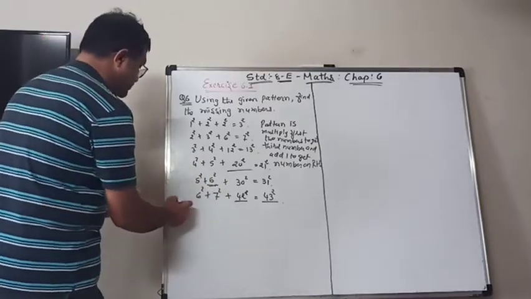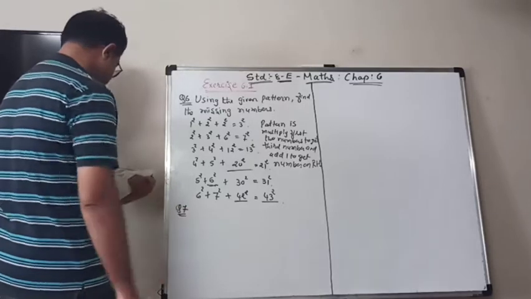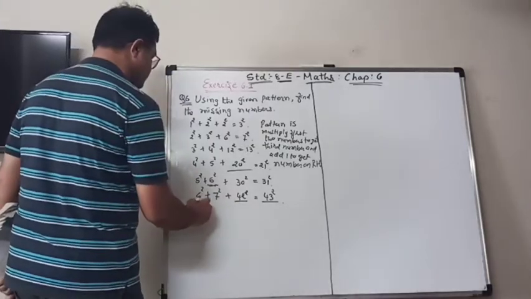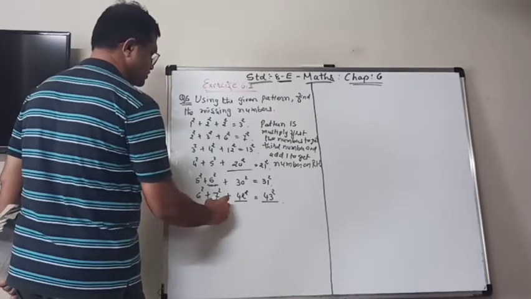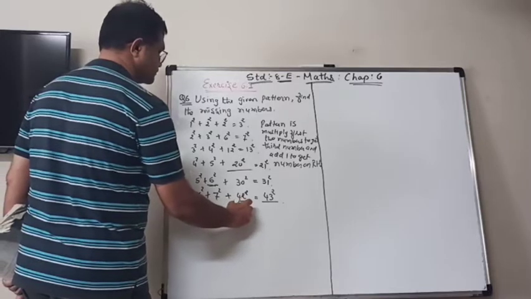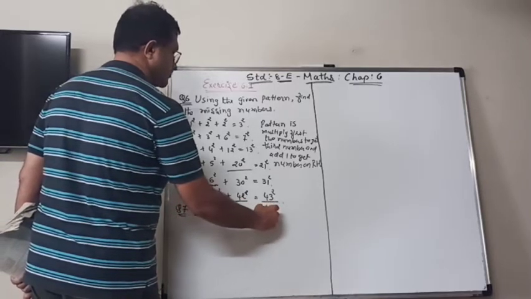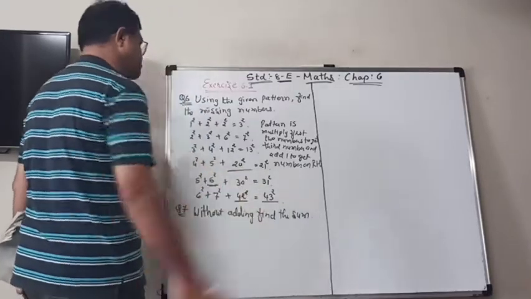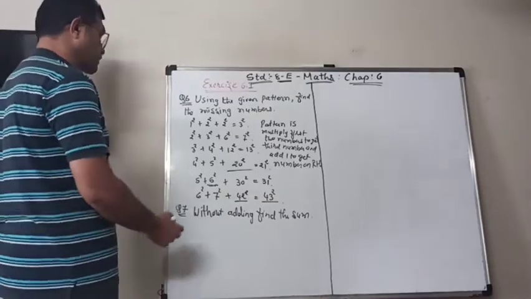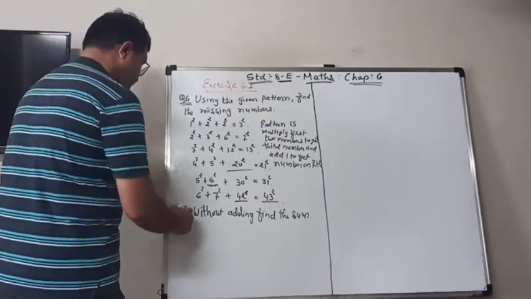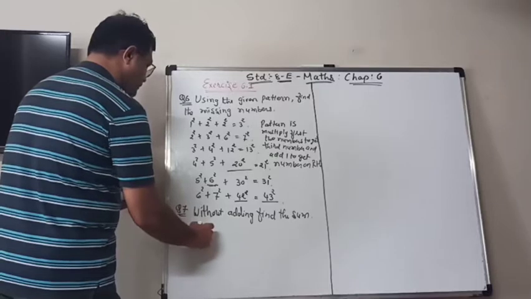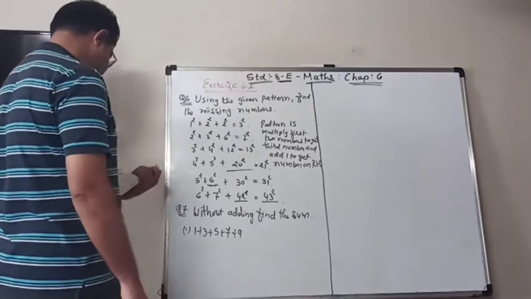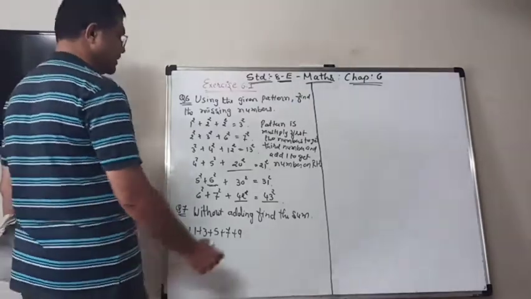Now question number 7. It says, without adding, find the sum. Means we don't have to do the actual addition, but we have to find the answer. The first one is 1 plus 3 plus 5 plus 7 plus 9.